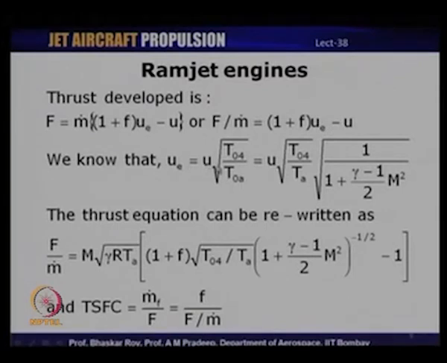U e we have already seen is u into square root of T04 by T0a, which is equal to u into square root of T04 by Ta into square root of 1 by (1 plus (gamma minus 1)/2 M squared), because T0a by Ta is 1 plus (gamma minus 1)/2 M squared. So, we substitute this in the thrust equation and get a simplified expression. If we simplify, we can rewrite the thrust equation as F by m dot, the specific thrust, is equal to Mach number M into square root of gamma R Ta, multiplied by (1 plus f) into u e, which we have just rewritten as square root of T04 by Ta into (1 plus (gamma minus 1)/2 M squared) raised to minus 1/2, minus 1. And the other expression, that is u, is written here as M into square root of gamma R Ta.